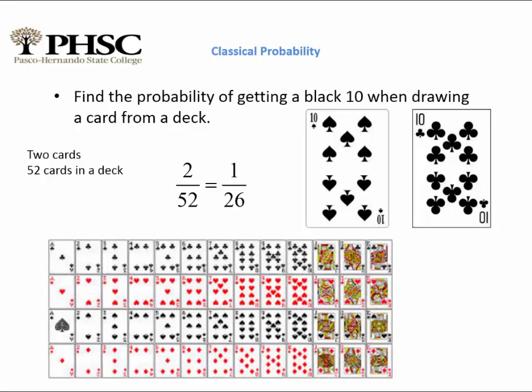So again, how many ways can this particular event occur? Well, there are 2 ways: 10 of spades or 10 of clubs. How many outcomes are there in the sample space? 52, because there are 52 cards in the deck.